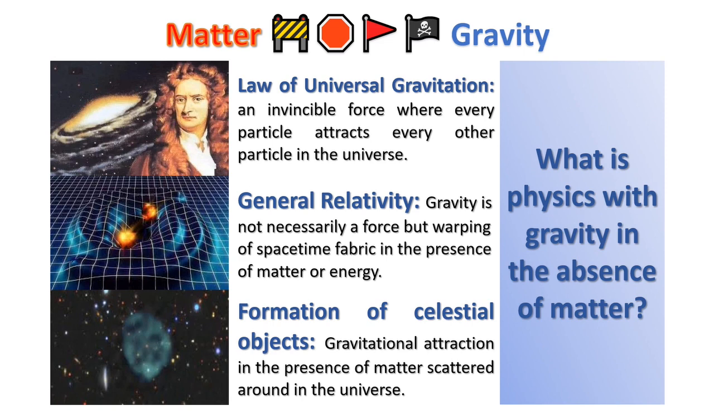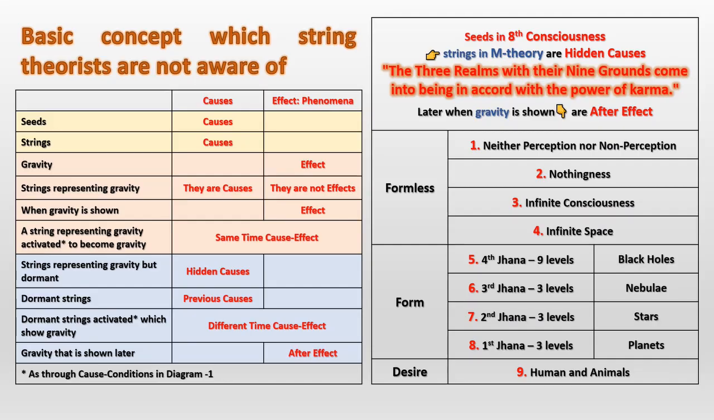Einstein taught us general relativity, where gravity is not necessarily a force but a warping of the space-time fabric in the presence of matter or energy. Our view of the entire universe is based on matter, where formations of celestial objects are through gravitational attraction in the presence of matter scattered around in the universe. What is physics with gravity in the absence of matter? Is gravity still physics? There are some critical concepts in Yogacara Buddhism which string theorists are not aware of.